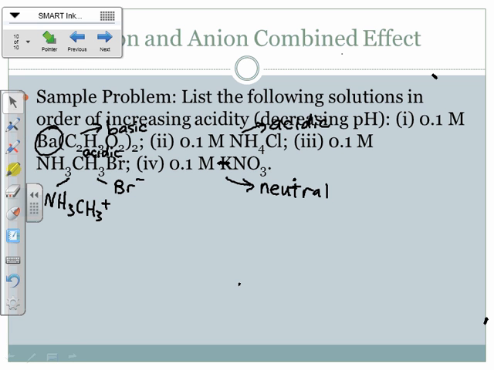Okay, so now we have a general idea of our order. We want to do this in terms of increasing acidity. So obviously our last two will be the NH4Cl and the NH3CH3Br. The basic one would be first, so let's go ahead and list these here.